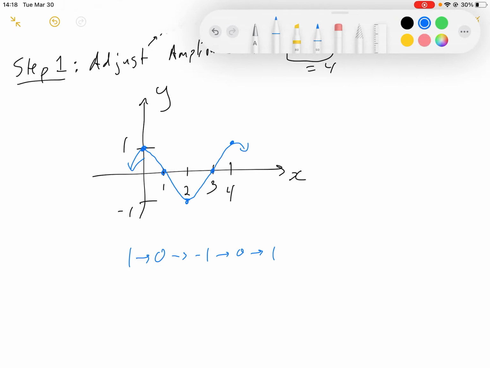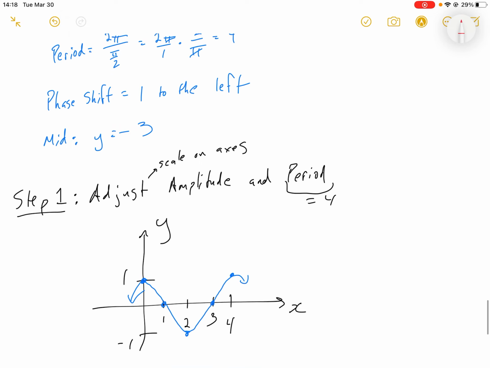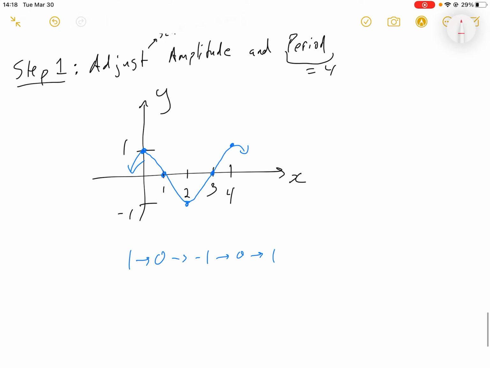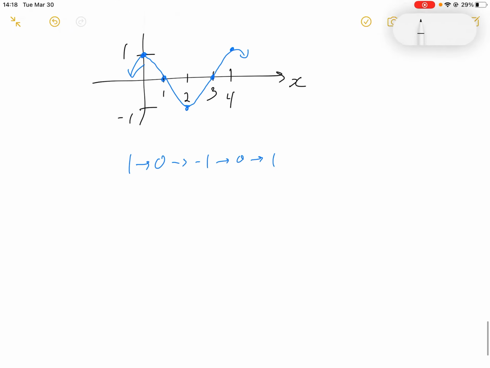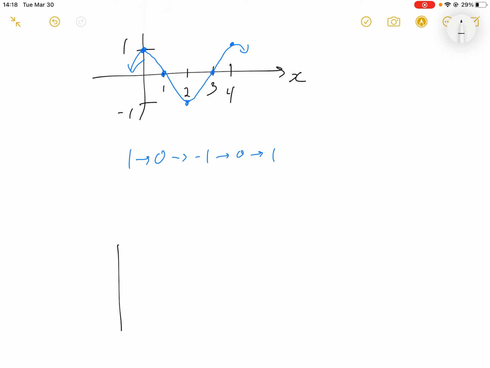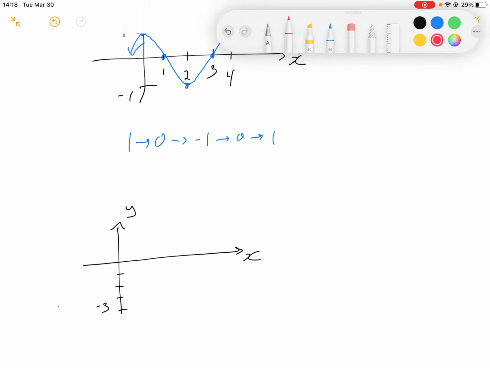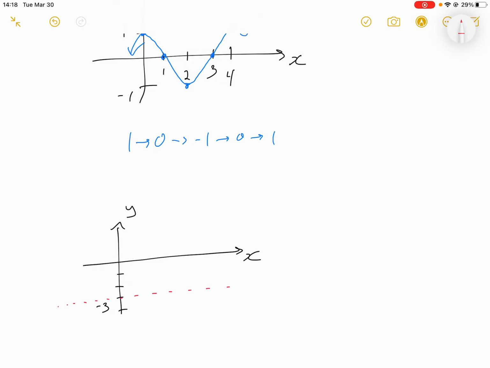Now the next thing I have to do is actually shift things around. So I'm looking at my information here. I have to move it 1 to the left, and I have to shift the midline to be at -3. So let's go ahead and rewrite this since I didn't quite plan ahead. So we have y and x. I need my midline to be down here at -3. So what I like to do is go ahead and just draw sort of a dotted line there.